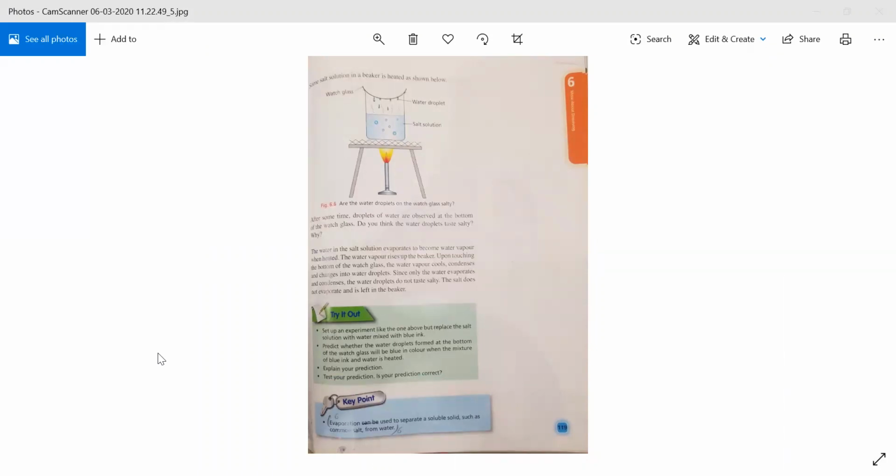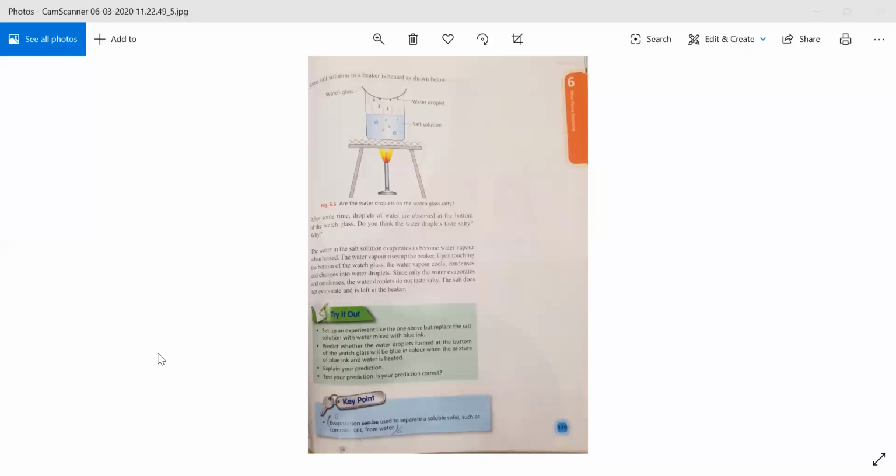Some salt solution in a beaker is heated as shown below. As you can see in another picture, after some time, droplets of water are observed at the bottom of the watch glass. Do you think water droplets taste salty?